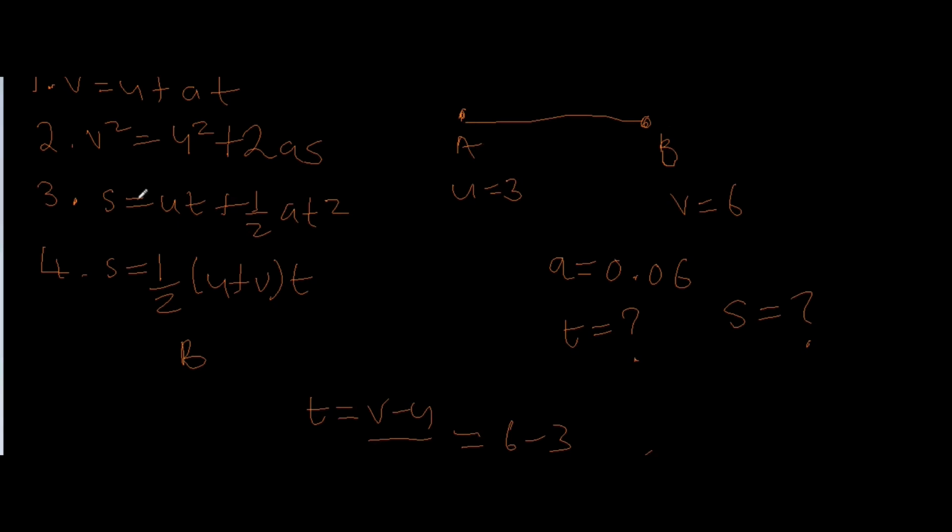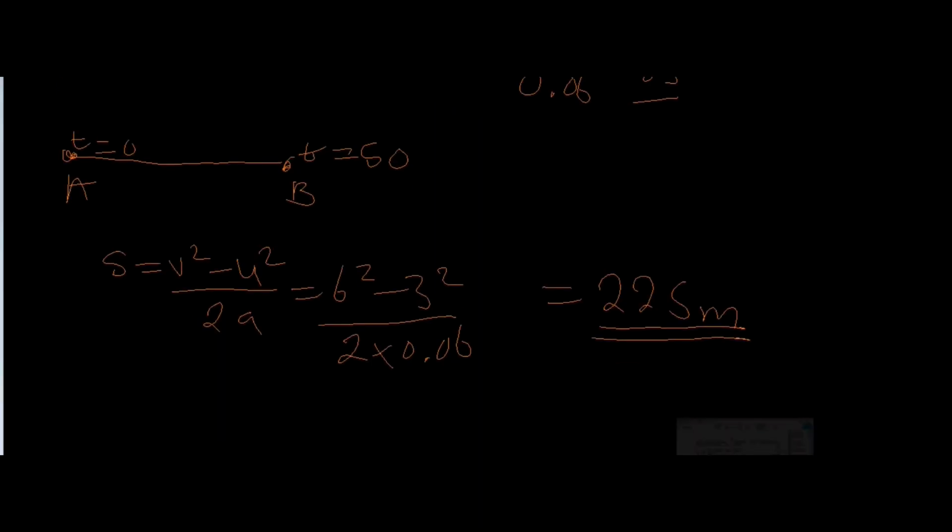Now, the key thing to understand is that s stands for displacement. What that means is the displacement of the cyclist from A is going to be 225 meters. In other words, if the cyclist is at B, he is 225 meters from point A to the right. So 225 meters to the right from point A, which is just the distance AB.